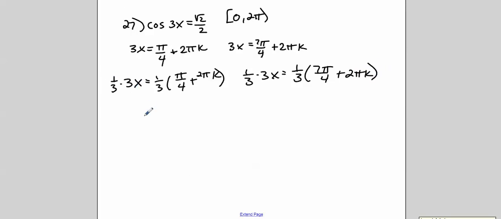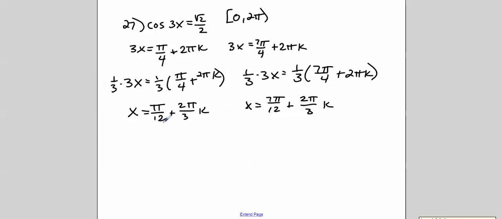So the 1/3 times 3 is going to give you just 1x. Over here I get x equals pi over 12 plus 2 pi over 3 k, and x equals 7 pi over 12 plus 2 pi over 3 k. Alright, so I do get solutions of pi over 12 and 7 pi over 12, but there are more solutions, and the way I find them is by adding 2/3 pi. Usually, if this number is 3, I'm going to get 3 times as many solutions as I would usually get. So I'm going to add 2 pi over 3 twice.